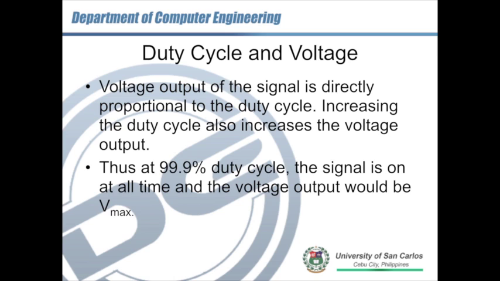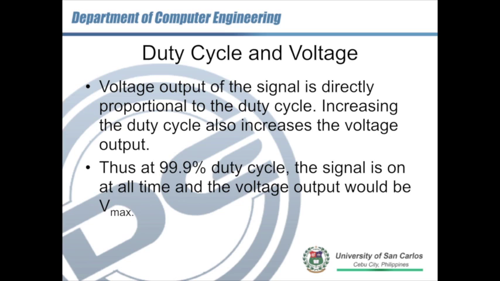Now it turns out that there is a direct relationship between the duty cycle and the voltage. The voltage output of the signal is directly proportional to the duty cycle. So increasing the duty cycle also increases the voltage output. For example, at 99.9% duty cycle, the signal is on at all times, and the voltage output will be V maximum. If your V maximum is 5 volts, then at 99.9 or technically 100%, the output is now 5 volts DC.